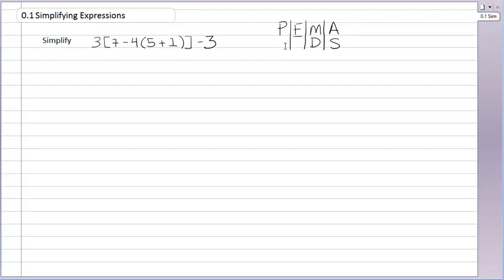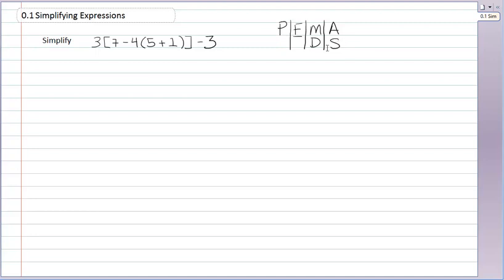Alright, in this problem they're asking us to simplify an expression, and in order to simplify expressions like this, it's very important that we understand the order of operations. So I've gone ahead and written the order of operations on the right hand side here. So P stands for parentheses, E for exponents, M for multiplication, D for division, A for addition, S for subtraction.